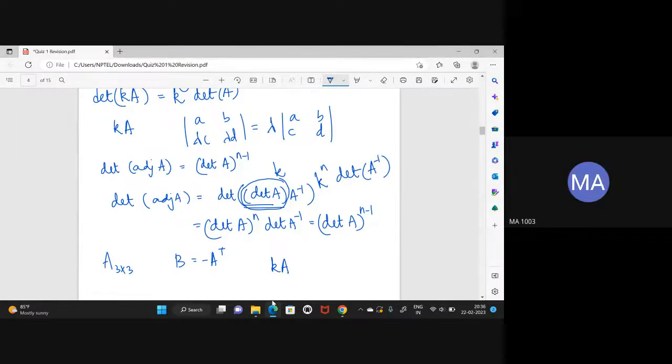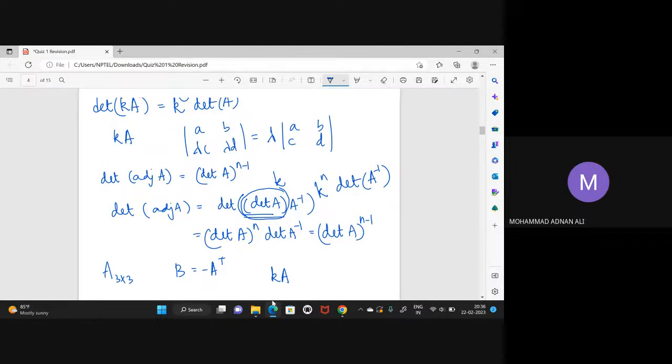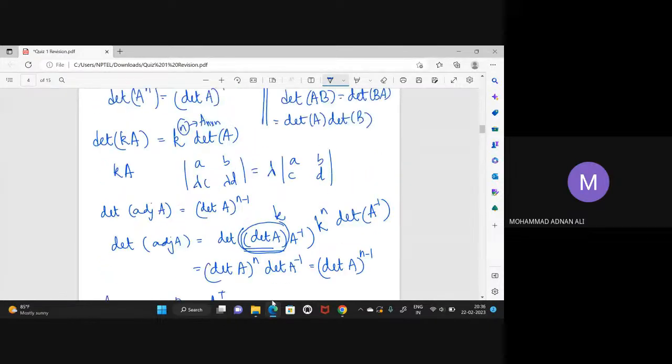Ma'am, there you did for lambda. If lambda is multiplied to one row, you have taken lambda out when we are calculating determinant. We can do that, but not in general. This is only for determinants, the vertical bar, not for matrices. In matrices, when you take the lambda out, it means it is being multiplied with every entry, right?